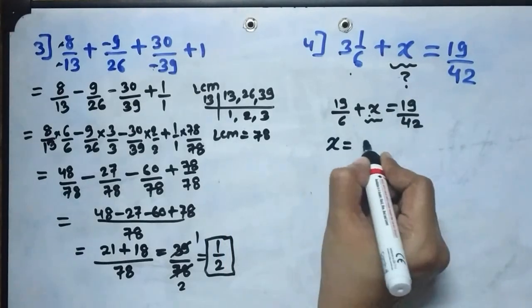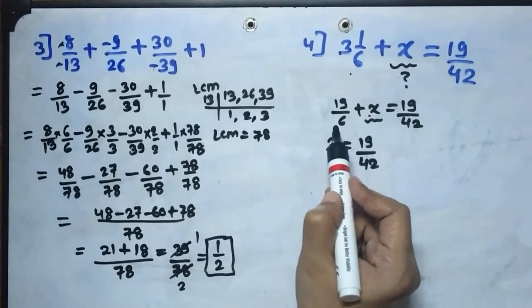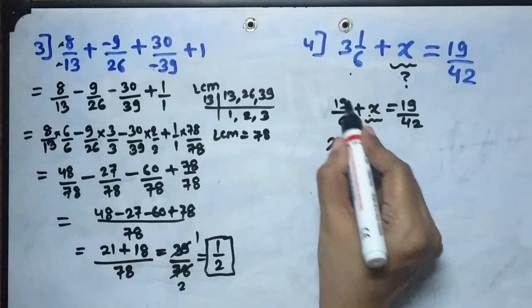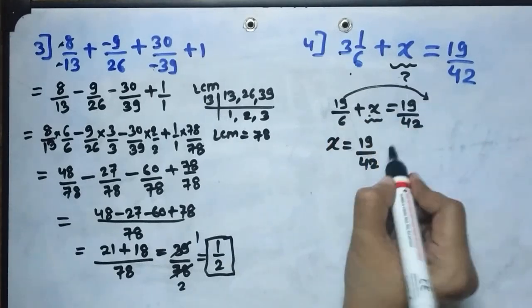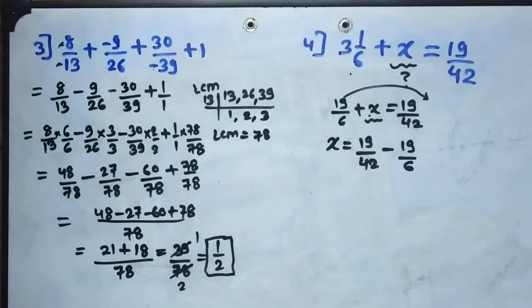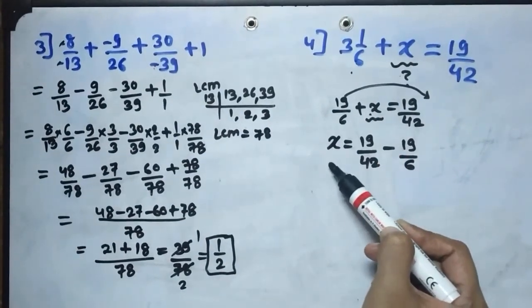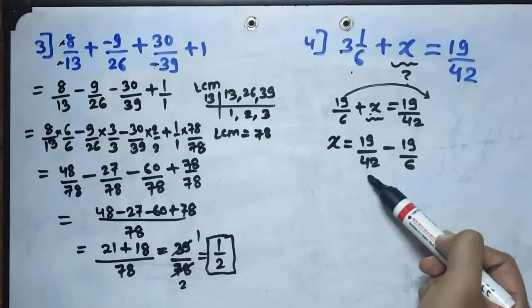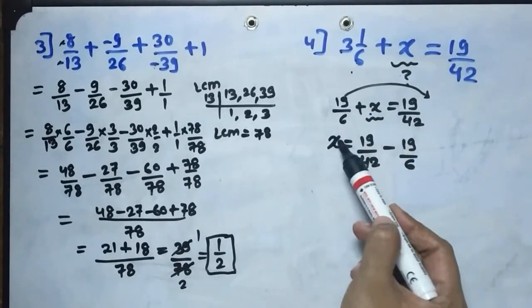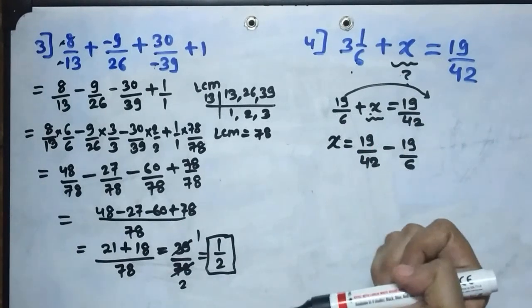So x is equal to, friends, you can write 19 upon 42. This 19 upon 6 is in addition, we'll shift it to this side, we'll get minus of 19 upon 6. What we have done, friends, we need to find the unknown variable x. So we'll write 19 upon 42, and this 19 by 6 is in addition, we'll send it to that side and it becomes minus of 19 upon 6.